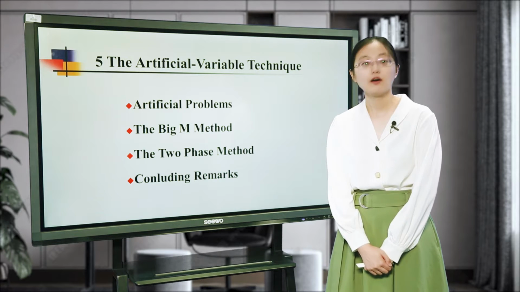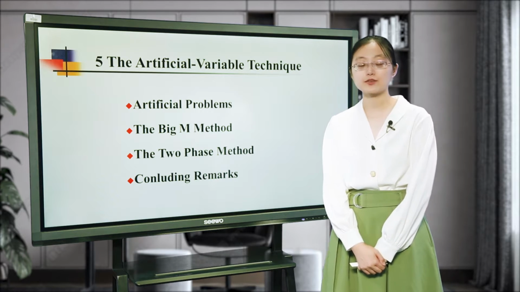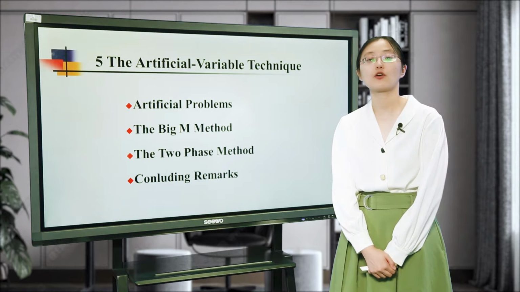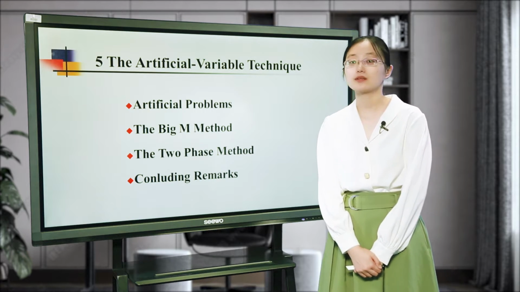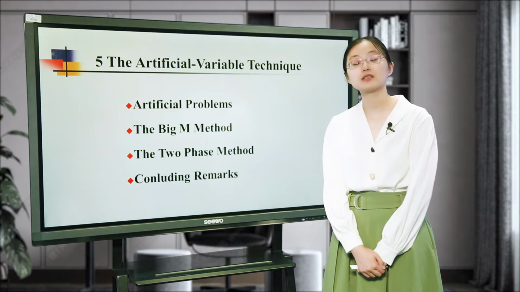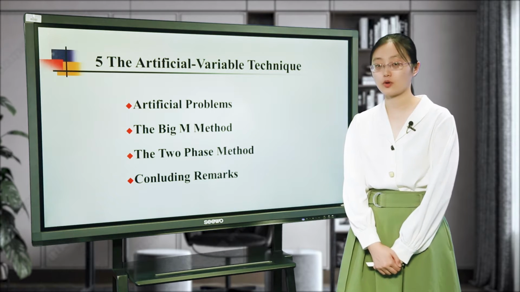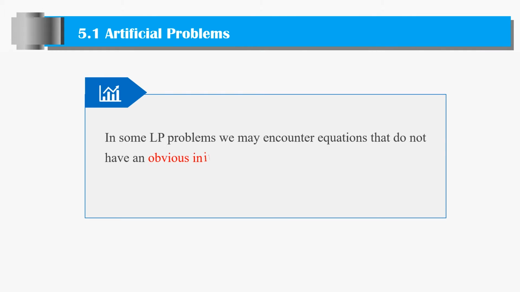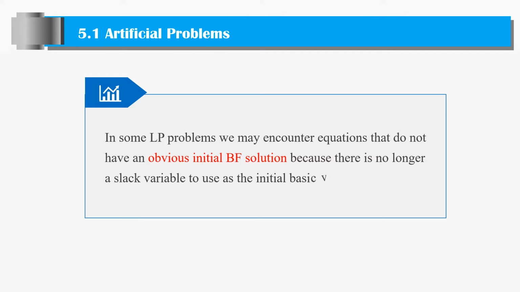On the other hand, all the constraints in the standard simplex method have to be of the form less than or equal to. How about the constraints if we have strict equations or bigger than or equal to form? This is the question we want to solve for today. In some linear programming problems, we may encounter equations that do not have an obvious initial BF solution, because there are no longer slack variables for us to use.